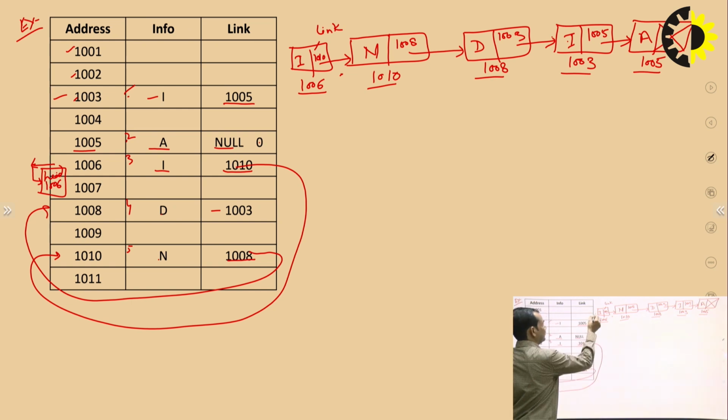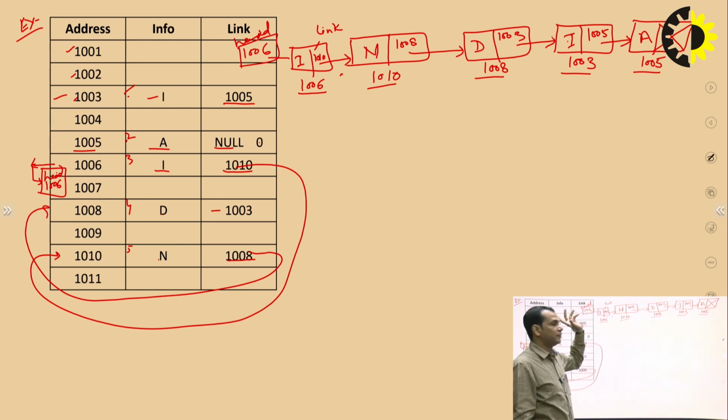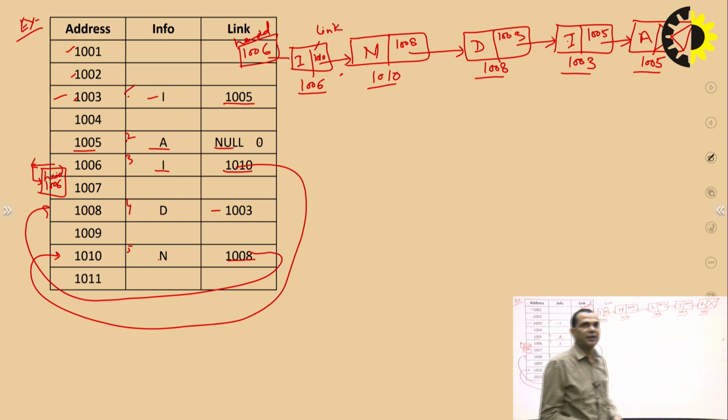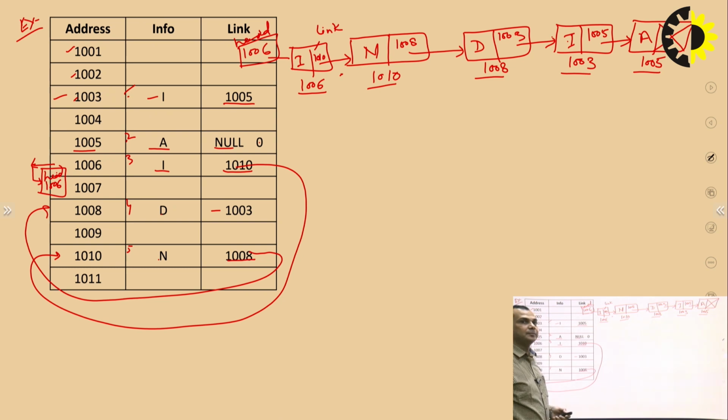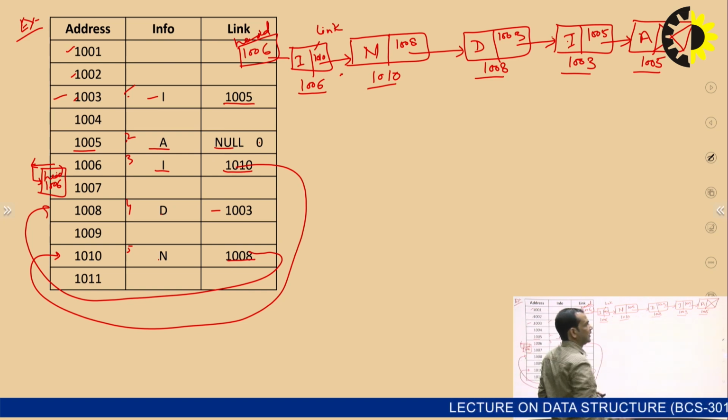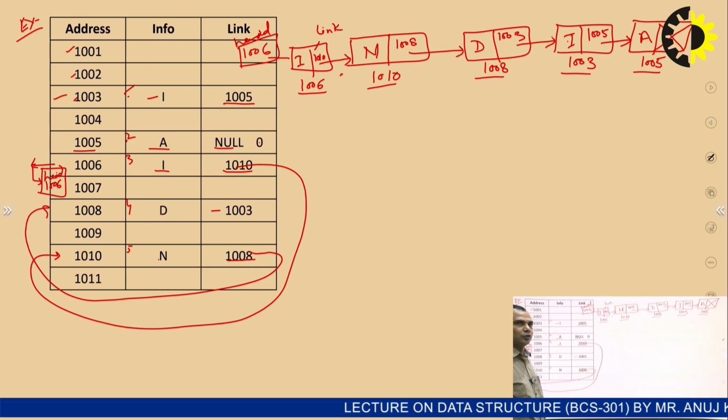And what node does this indicate? It indicates the head, and the head contains the address of the first node, which is 1006. So where does our list start? From the head. The node the head indicates is the first, and the list ends at the last node, whose link part contains null. So this is the memory representation, and through it we create a linked list with the help of nodes.